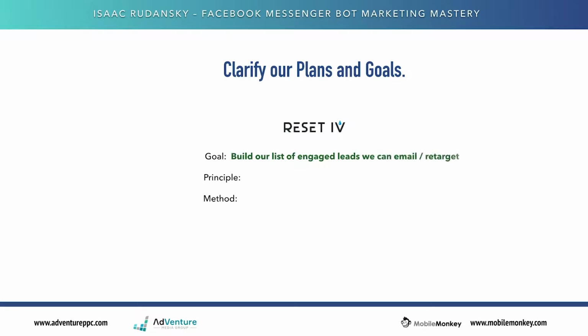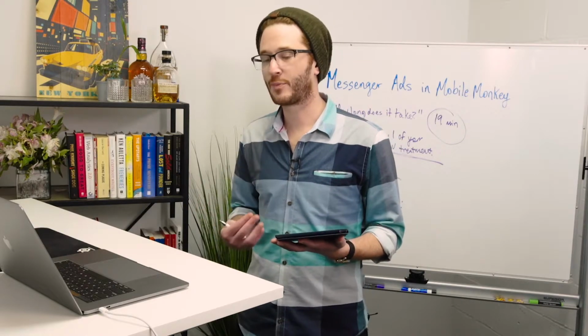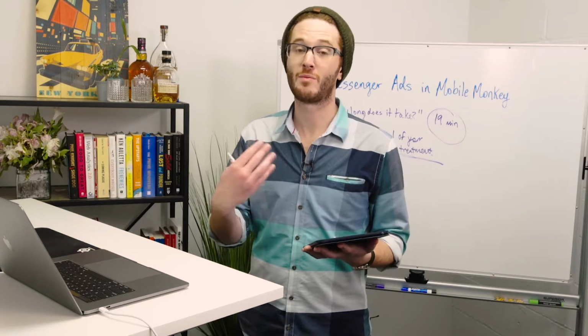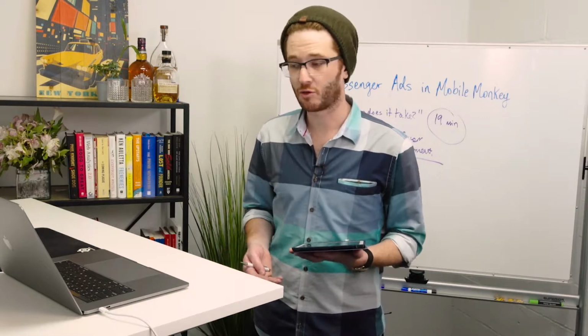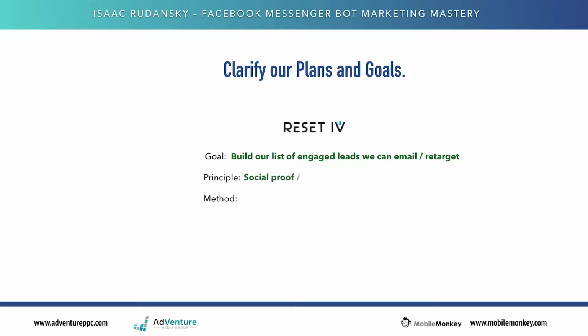So the goal is to build our list of engaged leads who we can email and retarget. We're going to have them come into MobileMonkey. We'll be able to export them. We'll be able to email them. We'll be able to remarket to them using retargeting ads through AdWords, et cetera. The principle we want to focus on is social proof and identity, and the method is this giveaway contest.